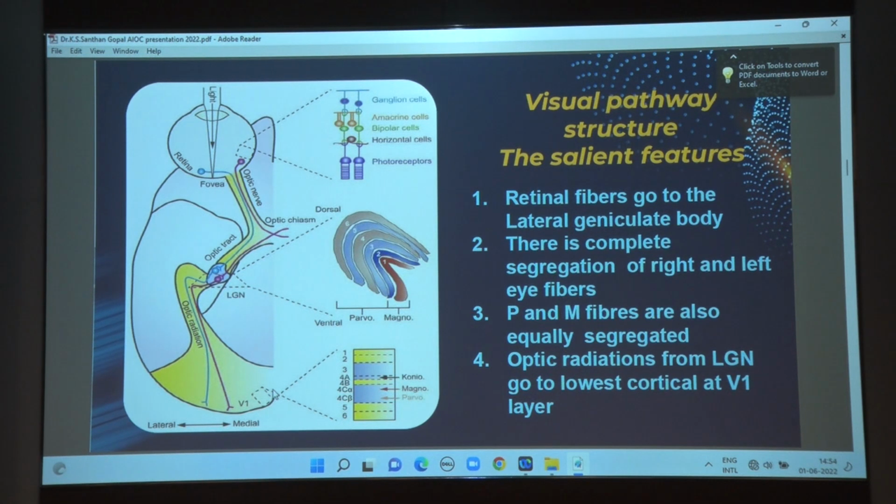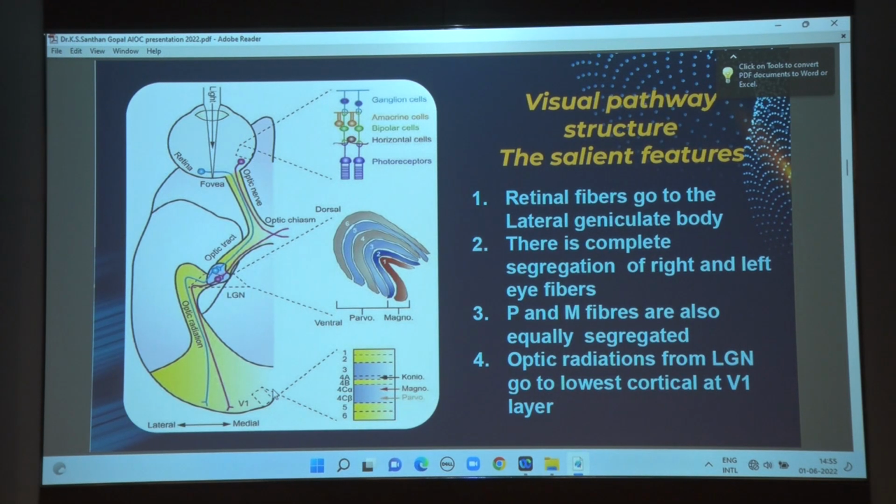And 80% of the cells in the cortex are binocular, and only 20%, at the level of 4A and 4B, are monocular, and that's why it is called striate cortex, because there is a very strict segregation of the layers of the right and left fibers at that level.